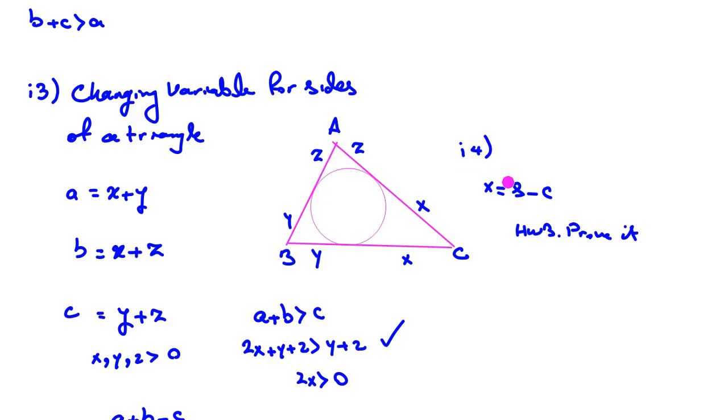And why is this in geometry? We know x, you can prove it. And this changing variable is because of this figure. And you can prove x, it is a geometric formula, is s minus c.